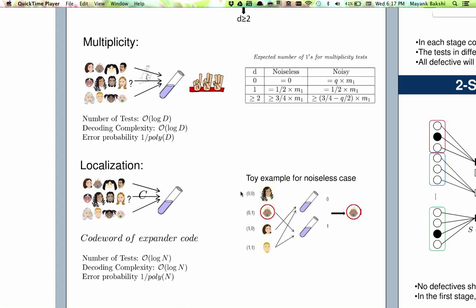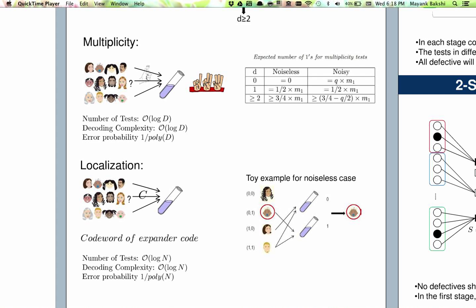Now, suppose we figure out that there is exactly one defective, then this localization test enables us to pinpoint which defective it is. The idea here is that we use something like an expander code, and use that expander code to form the signature of each defective. If the population size here is n, then we form an expander code of size log n and assign a codeword to each individual in this population. If there's exactly one defective, then the outcome is exactly equal to the signature, and we can then decode that signature and figure out which defective it is.